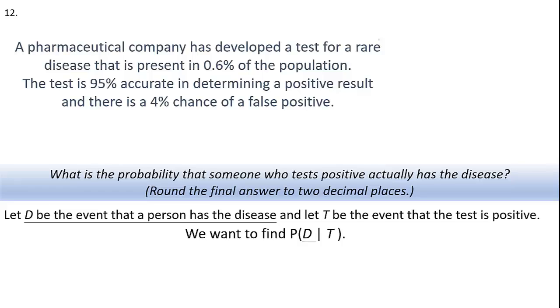So first of all, let's look at the event D. It's the event that the person has the disease, and the event T is the event that the person tests positive. So keep in mind that's what those 2 things mean.